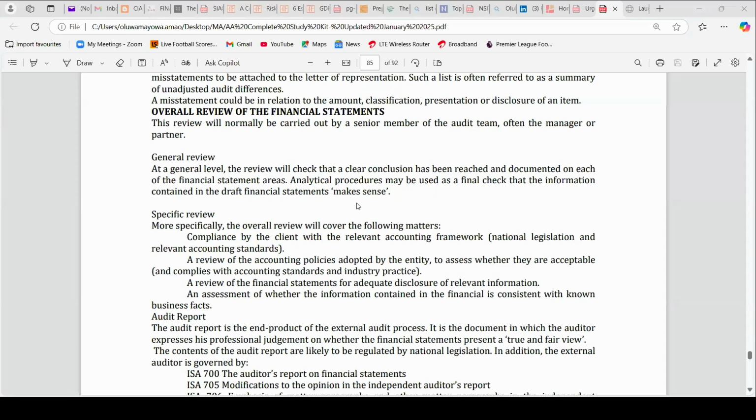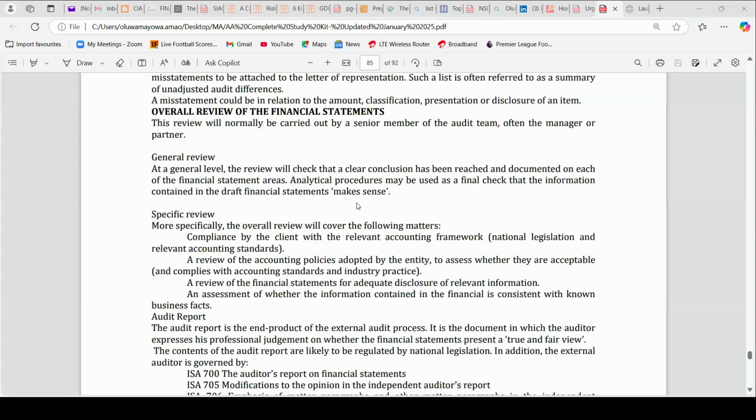Your revenue, what has changed? Why is your revenue not moving accordingly? Your expenses. He has to look at it in relation to other financial statements, comparative analysis. Then you also look at it in line with the industry, or when you benchmark this financial statement against competitors or other businesses in this industry, does it make sense? That's what we mean by general review.